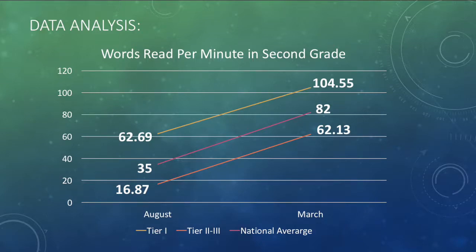As I looked at the data analysis for my study, I found that each group of students did advance in their reading skills. The group in Tier 1 advanced from an average of 62 words to an average of 104 words per minute. My Tier 2 and Tier 3 students started at only 16.87 words per minute, but advanced to 62.13. While they were still below average, which was 35 to 82, they still progressed at a similar rate of improvement.